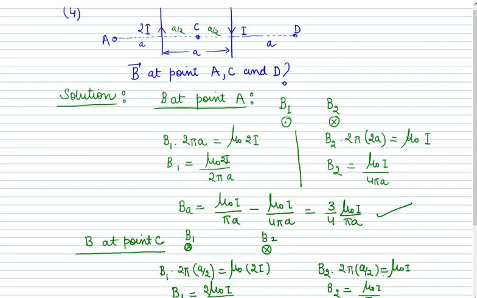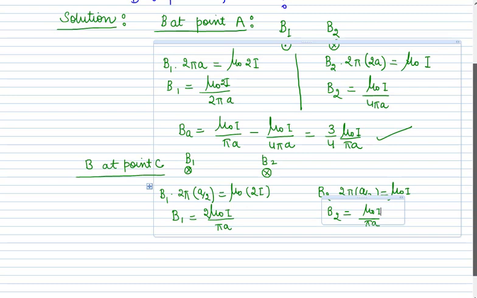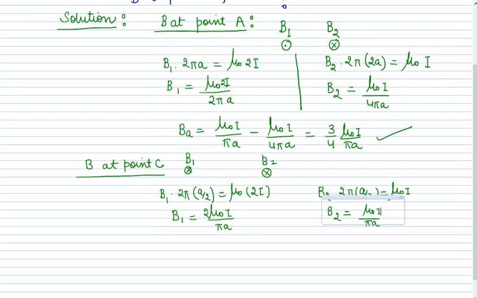Now for both the wires, the magnetic field is in the downward direction, so we have to simply add these magnetic fields. I hope you're getting the thing, because here the direction was reversed, but in this case the direction is the same. So the resultant magnetic field at point C will be the sum of the magnetic field due to wire 1 plus the magnetic field due to wire 2.